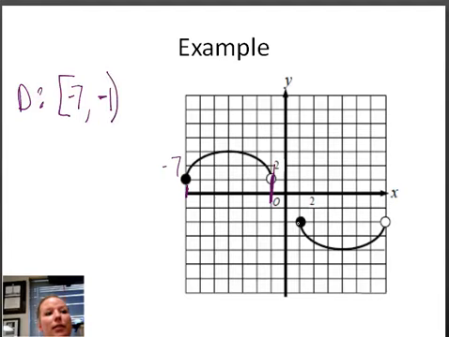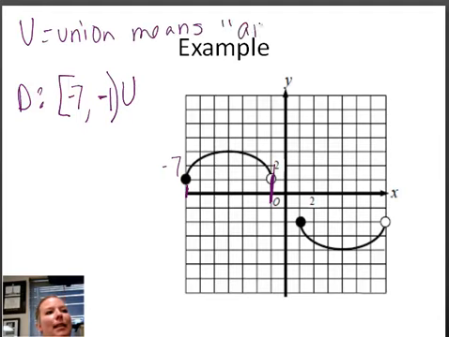Now we have to talk about the fact that there's another domain to it. So we're going to put a union sign. So U is union, and it means and. So we're saying our graph lies on the interval from -7 to -1, and this is a closed circle, so we're going to use a bracket, 1 to +7, and it's a parentheses. So I got those numbers from here and here. Okay, I got the symbols from the dot and the open circle.